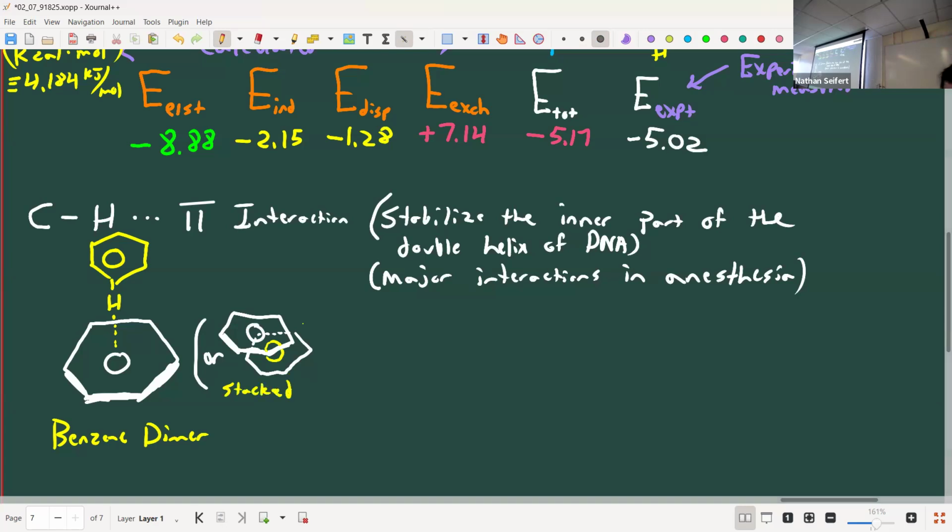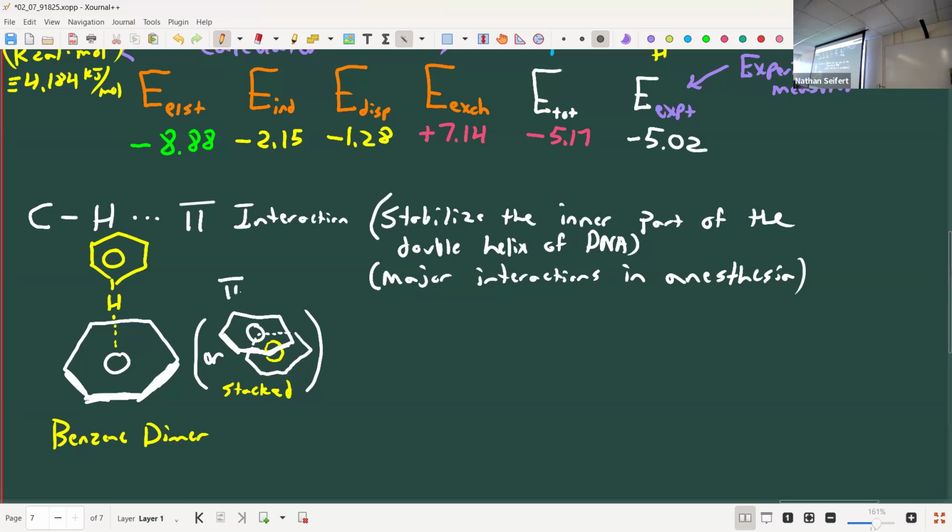But it turns out that they proved in 2012, in an experiment, that in fact the insertion complex, where the H inserts into it, is actually more stable. Right? It's very, very hard to compare the two. They're very similar in energy. And you actually see both of these interactions in biochemistry and proteins everywhere.